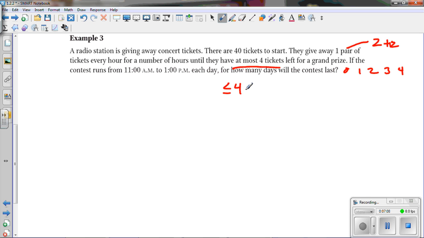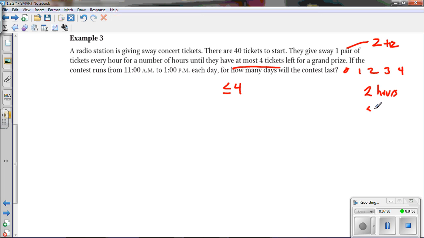The contest runs from 11 a.m. to 1 p.m. So that's the total of each day. Kind of reading this here, it goes from 11 to 12 and 12 to 1. So that's 2 hours each day. Okay, so 2 hours a day. Because the question is, how many days will the contest last? Most of what we're going to be working in is hours, but we have to convert it to days at the end.